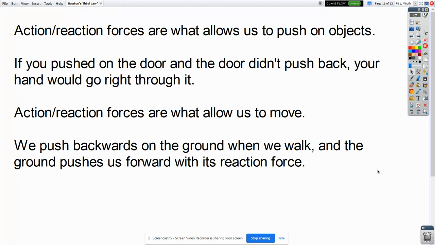So maybe ghosts aren't just dead people. They're people that have action-reaction force problems. And that's why they go through walls and doors. I don't know. Just throwing it out there.